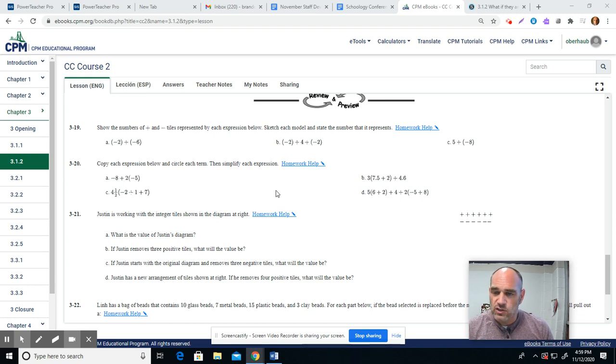All right, question 20 on the homework looks like this. Let me blow it up so it's a little bit easy. Oh, it's not going to let me blow it up. Make it larger. All right. So it says copy each expression below and then circle the terms and simplify.